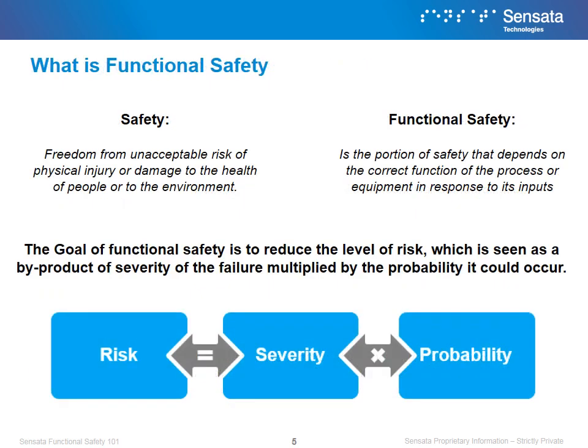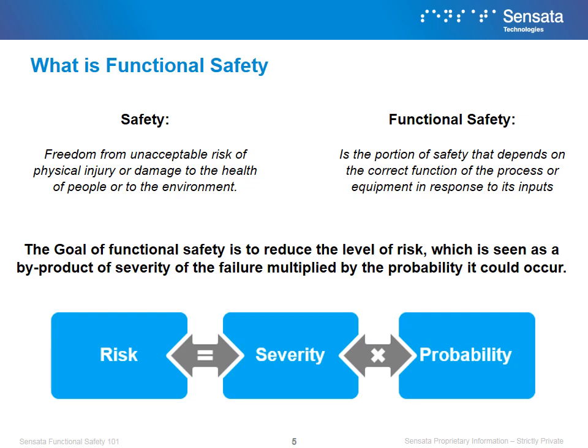With the background of functional safety established, it's easier to lay out what functional safety is versus generic safety. Safety is freedom from unacceptable risk of physical injury or damage to the health of people or to the environment. Functional safety is the portion of safety that depends on the correct function of the process or equipment in response to its inputs. In other words, functional safety is the safety pertaining to the operation of equipment or systems.